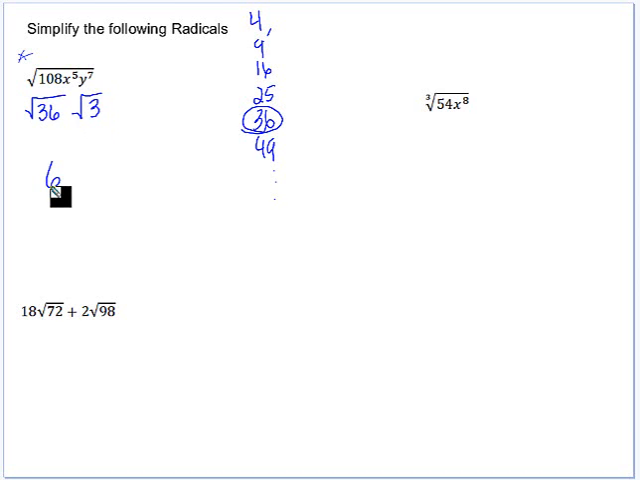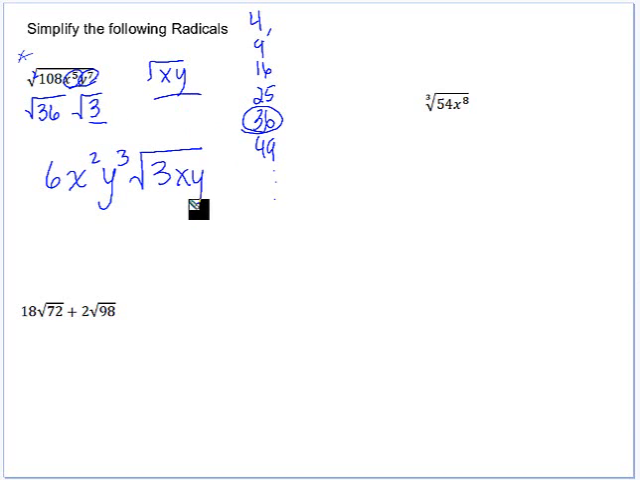Now we're going to start looking at our variables here. This one is an x to the 5th. And since we're doing the square root, we go, okay, 2 fits into 5 twice, so we have an x squared. And we know we're going to have 1 x left over inside of the square root. Do the same idea with y to the 7th. 2 fits into 7 3 times, so y to the 3rd. And we know we'll have 1 y left over in the square root. So then we have it times the square root of our 3xy. So that is the square root of 108, x to the 5th, y to the 7th, simplified.